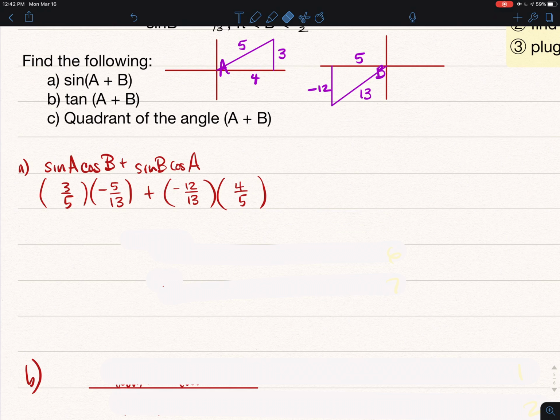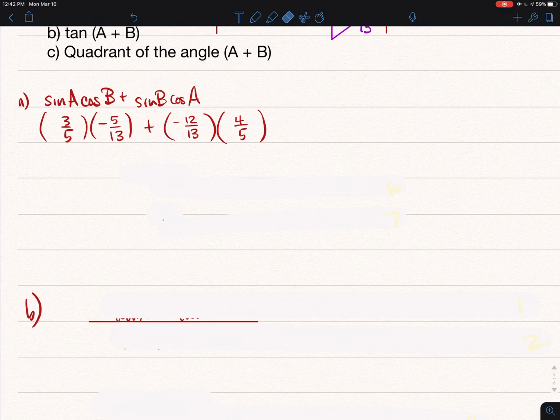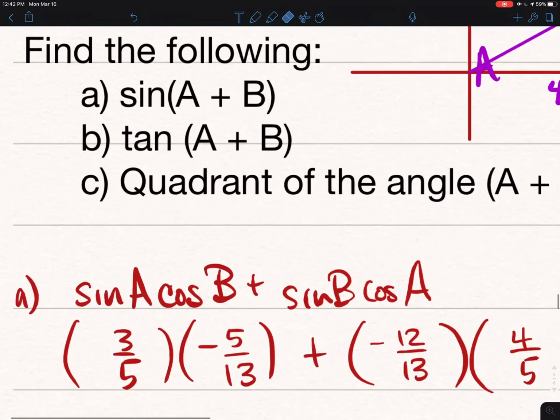Now your calculator will do the multiplying and the adding and all that kind of stuff. It'll give you a fraction answer. So I'm just going to skip to the next step. And notice that your common denominators are both going to be 65. New numerator for the first term is negative 15, and for the second term is negative 48. Combine those up on top and you have negative 63 over 65. Okay, so then let's move on to part B.